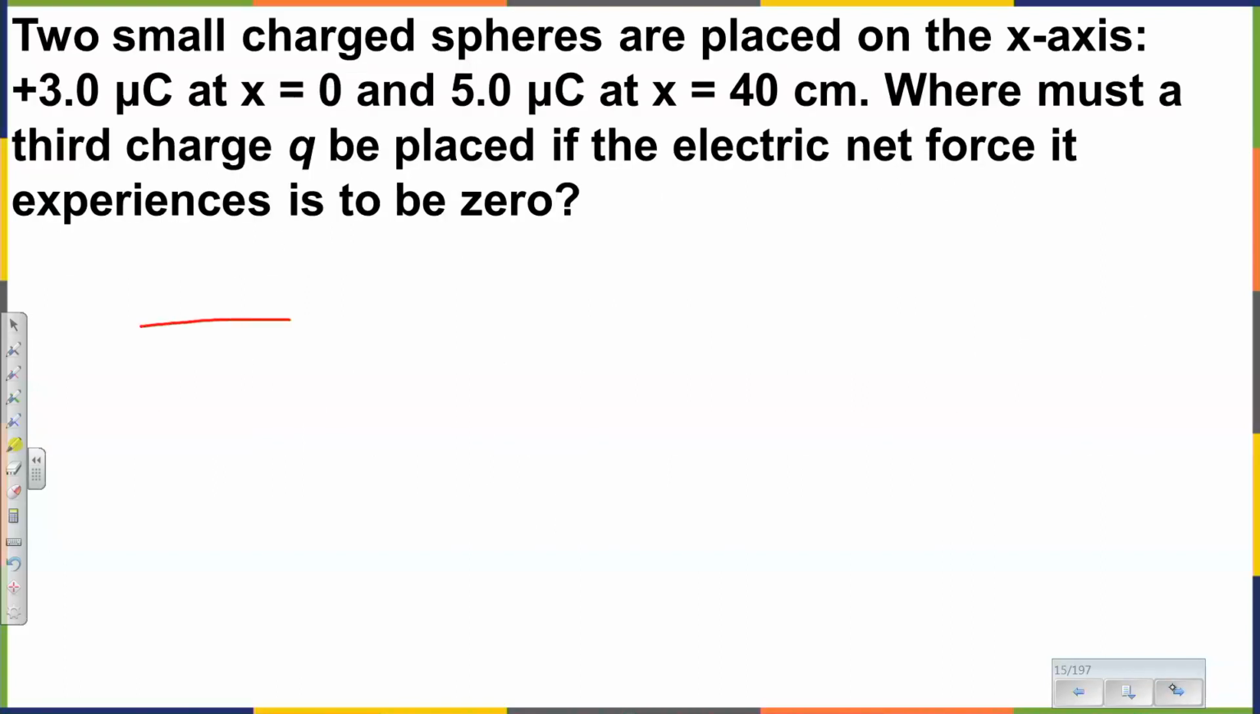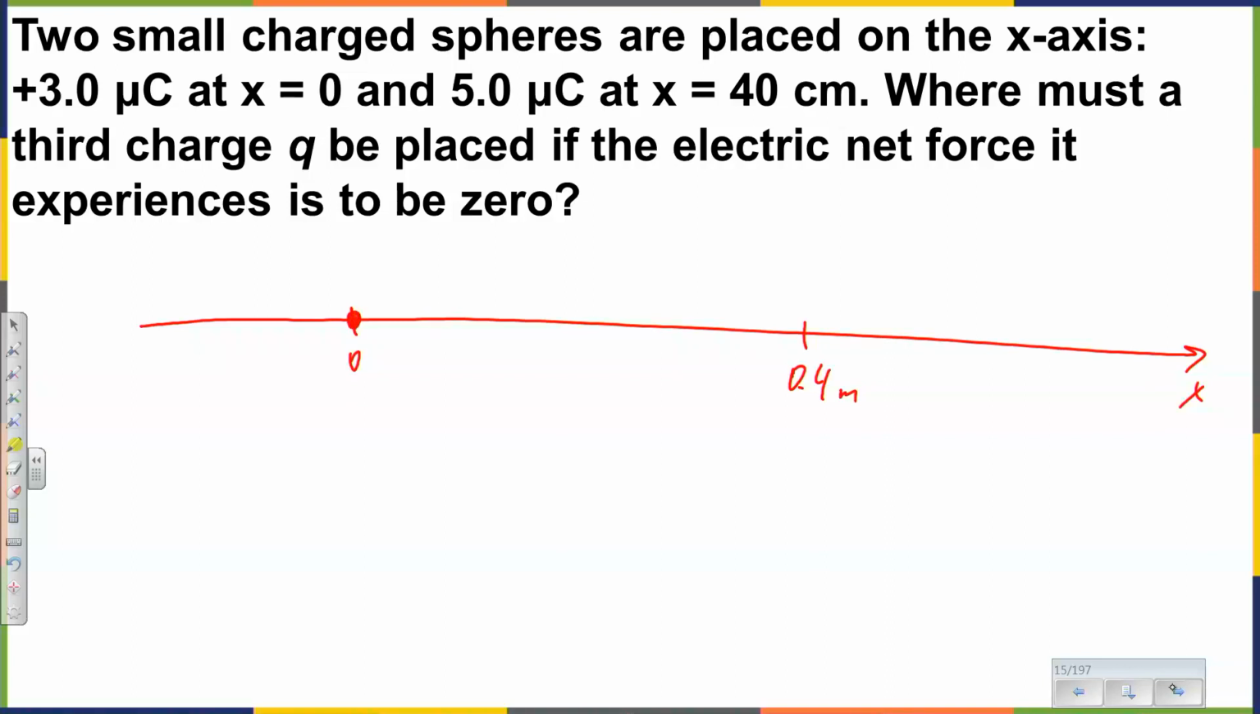So let's draw a picture of what's happening. On the x-axis, we have x equals 0, and we have x equals 0.4 of a meter. And here we have Q1 equals 3 microcoulombs. And here we have Q2, also positive, equals 5 microcoulombs.